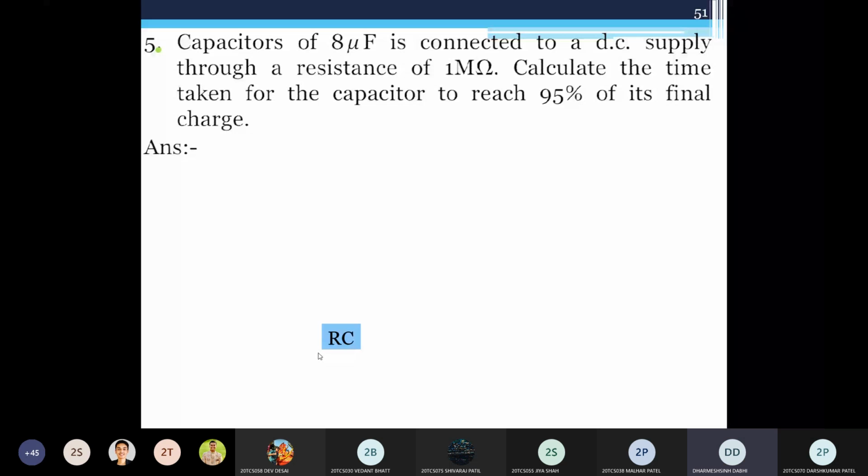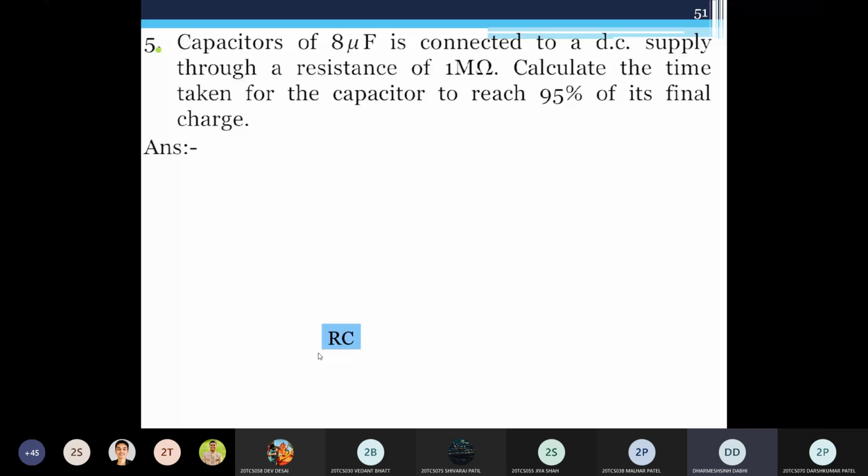Okay, we try to calculate the time taken by this capacitor to reach 95%. I give you the hint. Which time do you calculate? The time required by this capacitor to reach 95% of its final value. Final value means the same as the supply voltage. Here the supply voltage is not given, so assume the supply voltage is capital V. So VC reaches 95% of the supply voltage. It means that VC is equal to 0.95 into V. Clear?